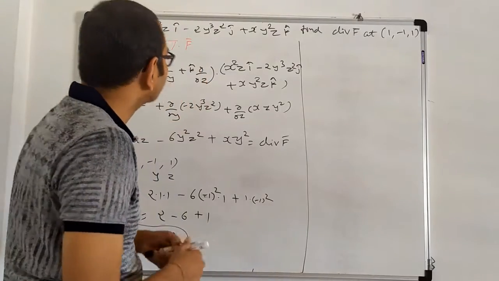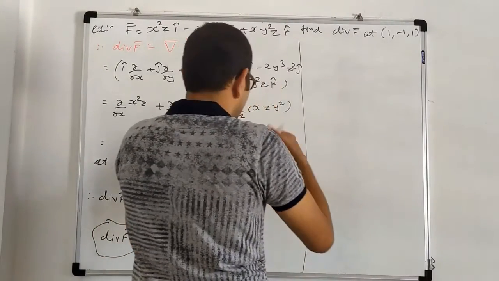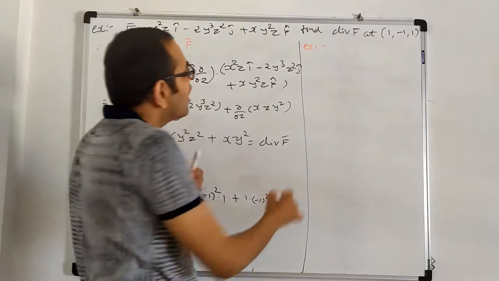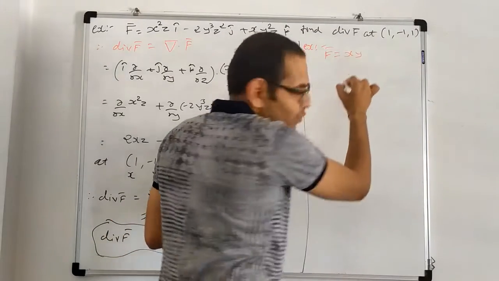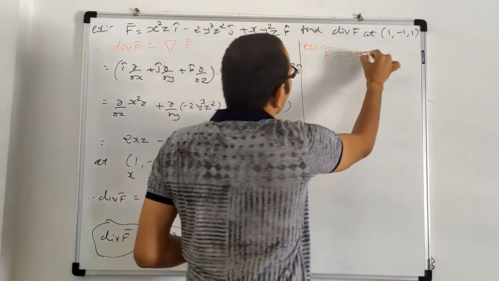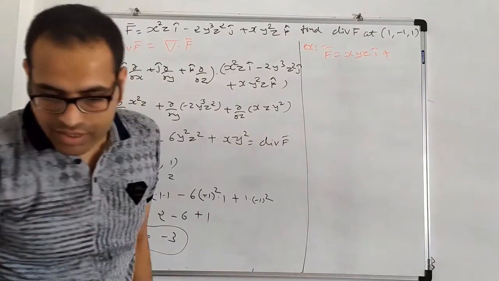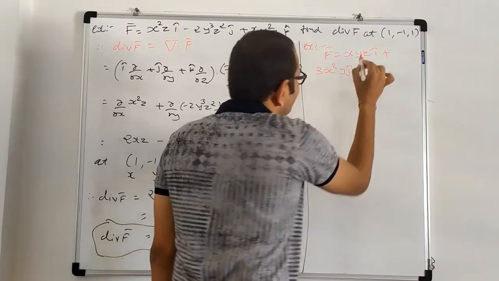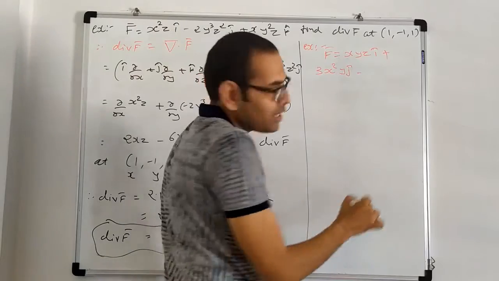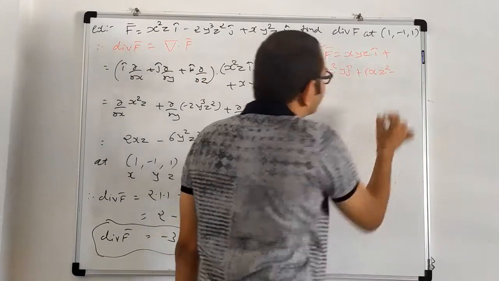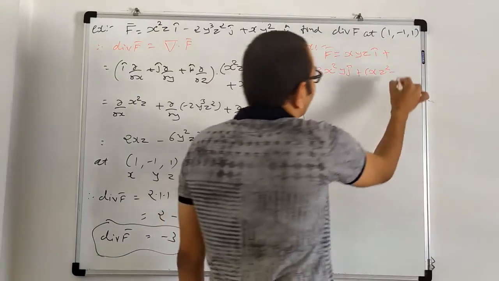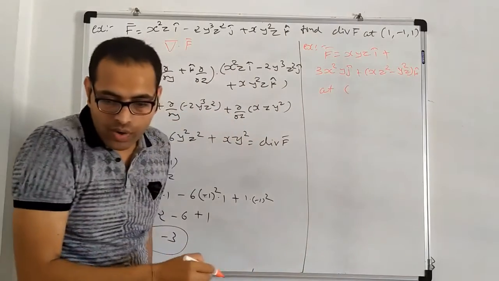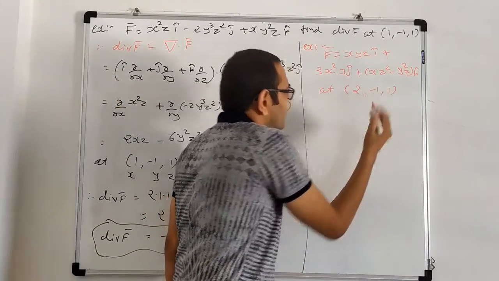Another example. Find the divergence. Another example is f bar equal to xyz i cap plus 3x square y j cap plus (xz square minus y square z) k cap at the particular point (2, -1, 1).